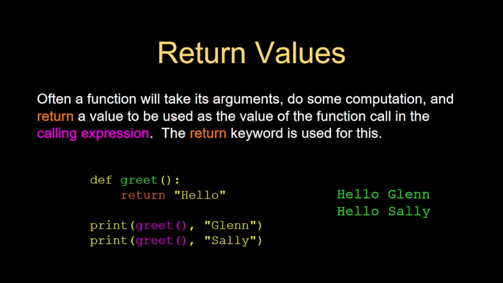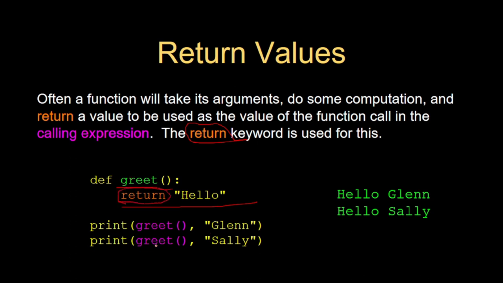Return value. What is a return value in Python? Often a function will take its argument, do some computations, and return a value to the caller when you call it and execute your function. The return keyword is used to return a value. Like def, it is a reserved keyword in Python and other programming languages. So def greet, this is a function. Return hello; return is a keyword to return a value for this function.